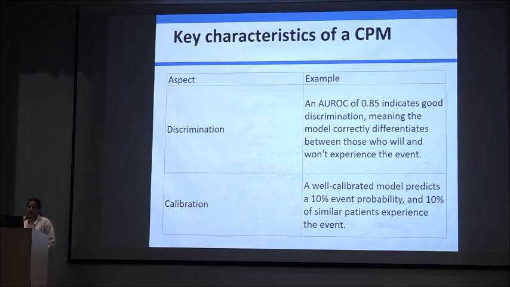So discrimination, for example, will tell you that the ROC is 0.85, which indicates good discrimination, meaning that the model correctly differentiates between those who will and won't experience the event. And calibration would tell you something like this. A well-calibrated model predicts 10% event probability, and in fact, 10% of similar participants do experience the event. So it is observed and predicted. How much are they in agreement?